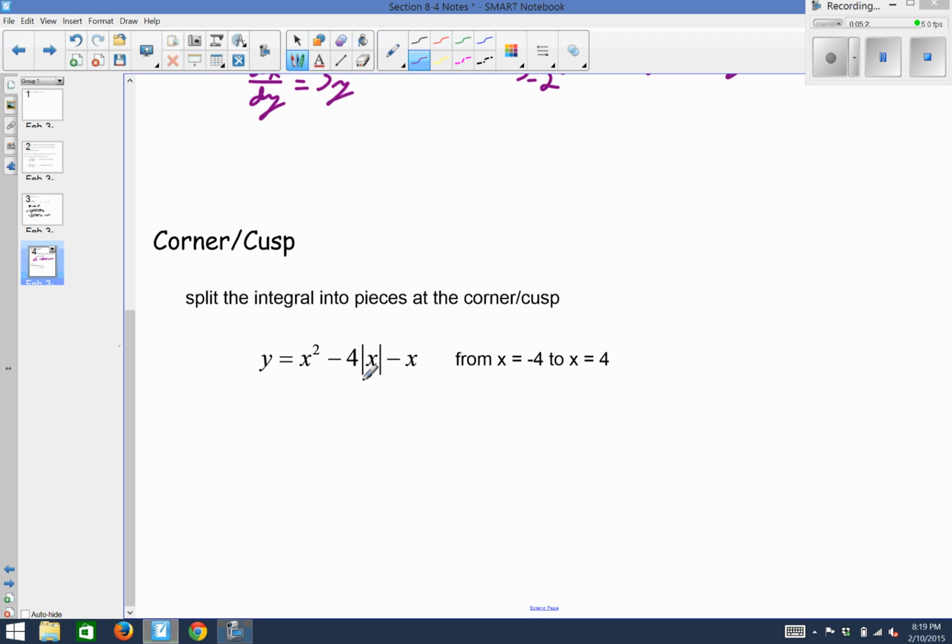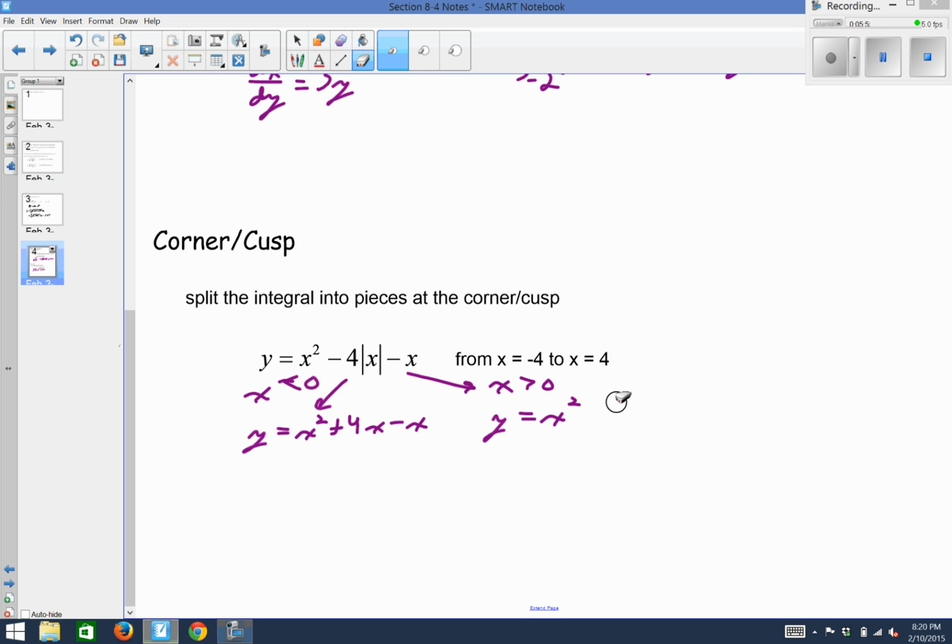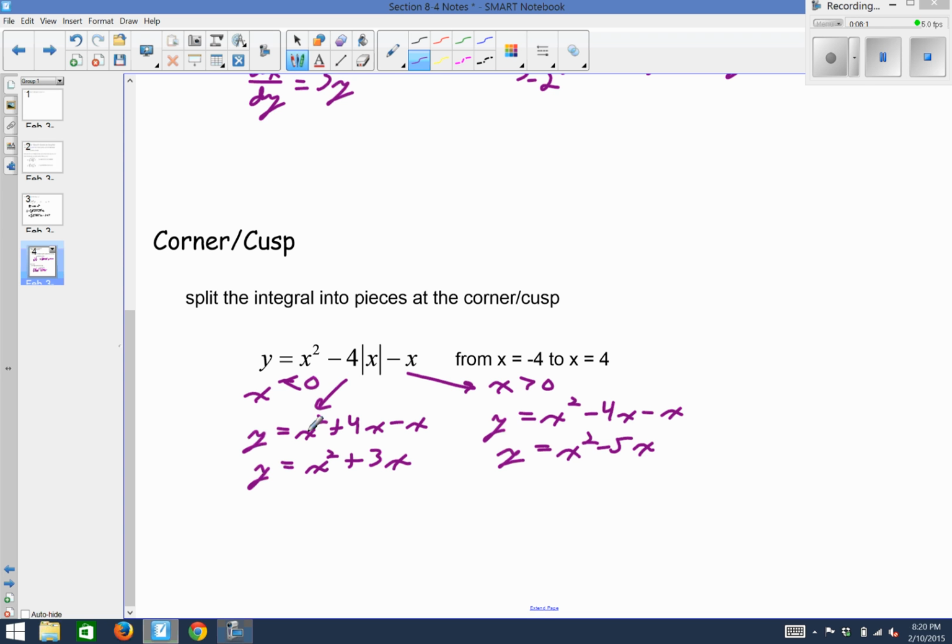So here, because of the absolute value, there's going to be a corner at x equals 0. So that means if x is less than 0, we can write this as y equals x squared plus 4x minus x, because x being less than 0 means the absolute value is the negative of x. If x is greater than 0, then y would equal x squared minus 4x minus x. And those can be simplified a little bit. So this means that I'm going to find the lengths. We're being asked to find it from -4 to 4 total. I'm going to do from -4 to 0 and from 0 to 4.